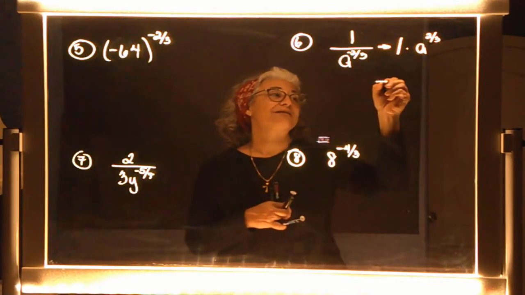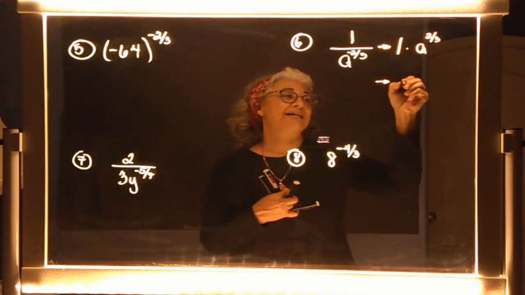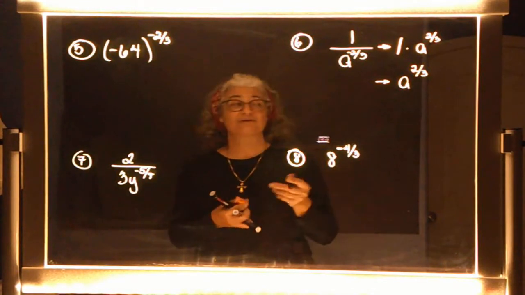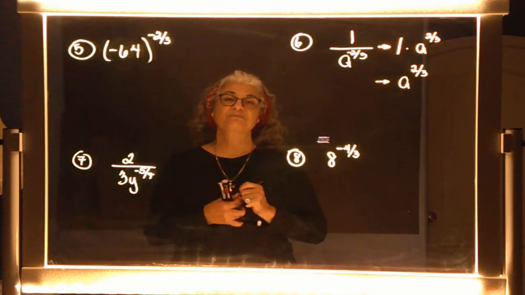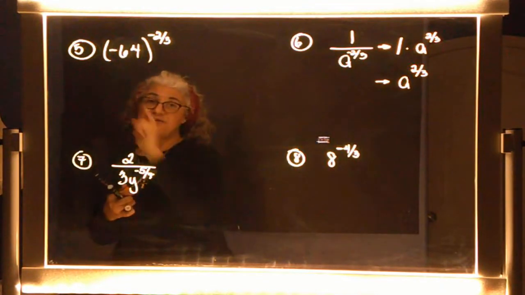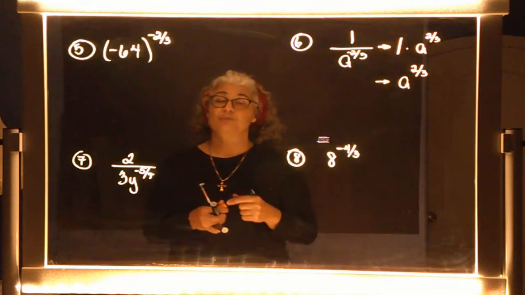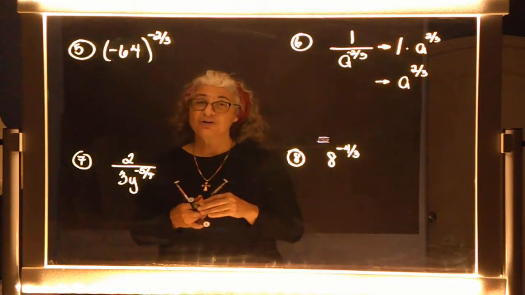Now, when I simplify, 1 times a to the 2/3 is a to the 2/3. And I can't take the 2/3 power of a because I don't know what a is. With me? Okay, so back to number 5. This has a negative exponent, which means this negative 64 doesn't belong here, does it?